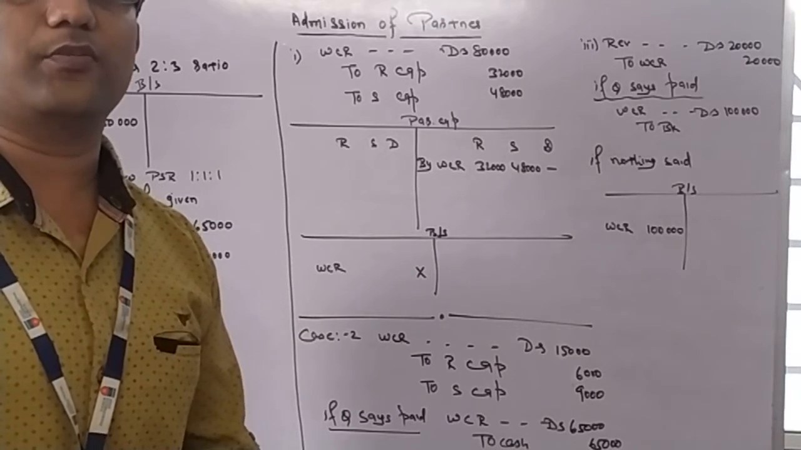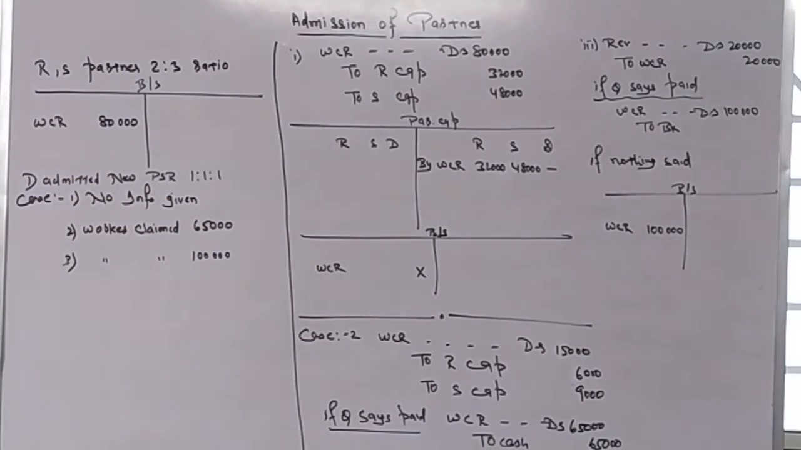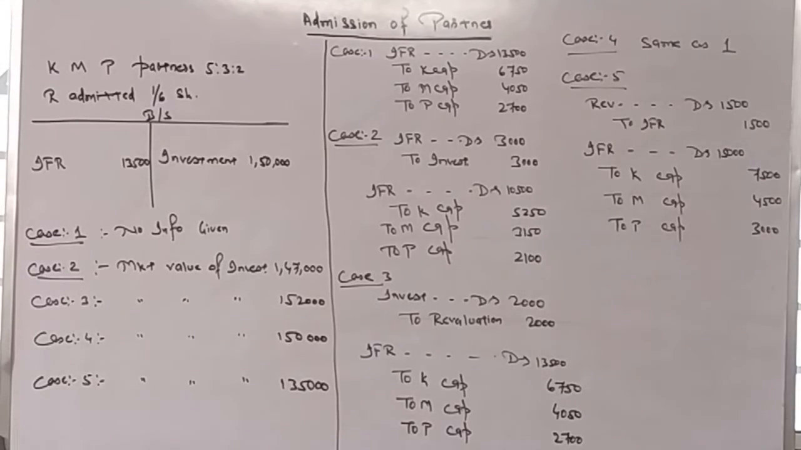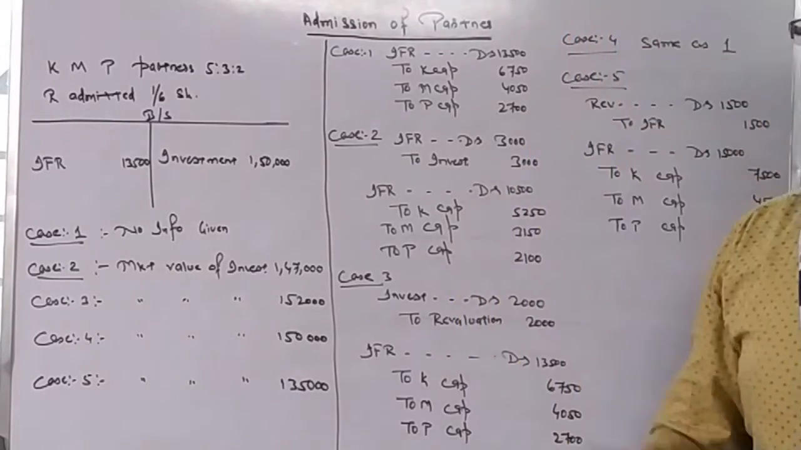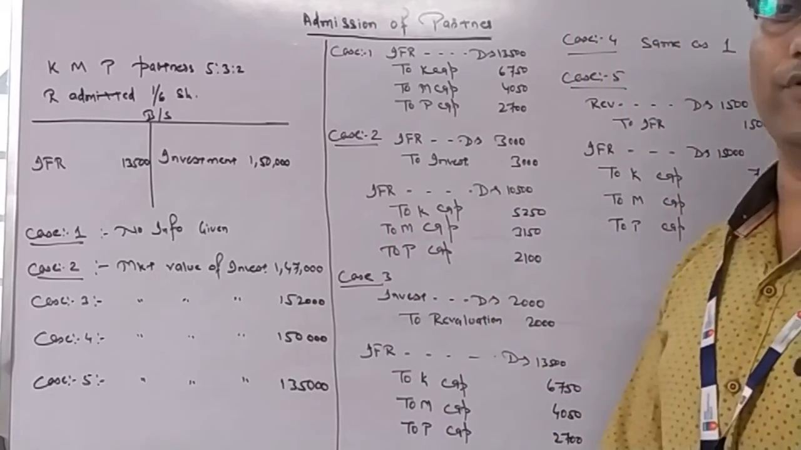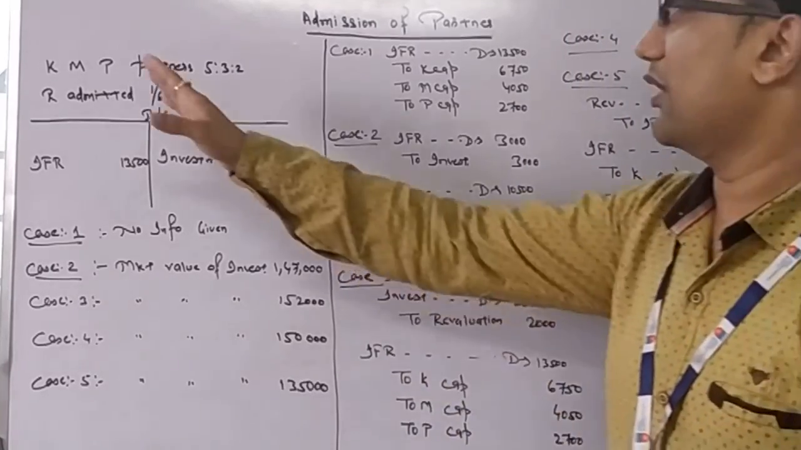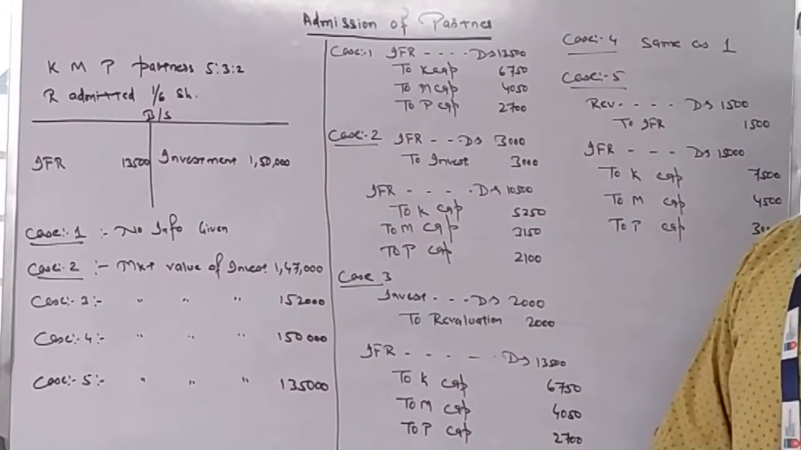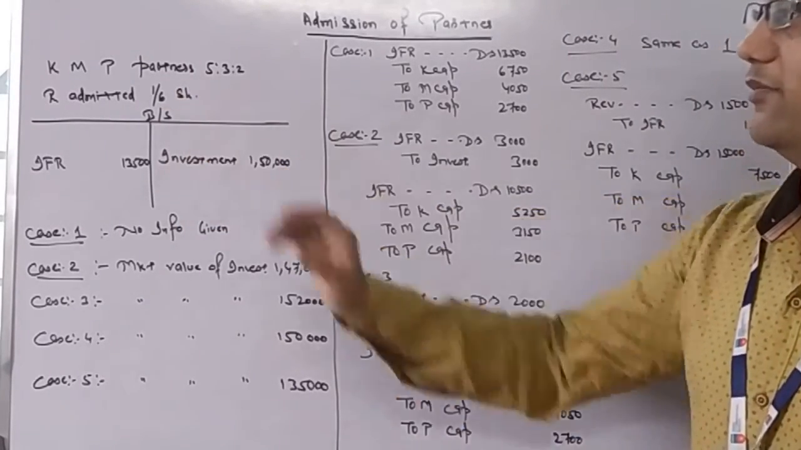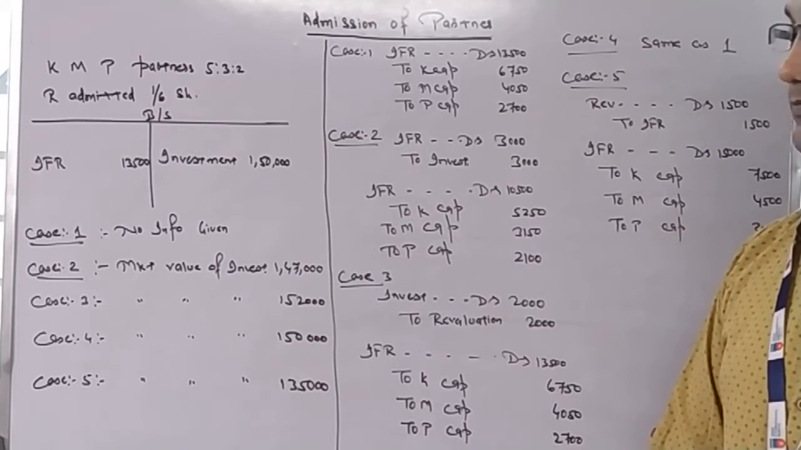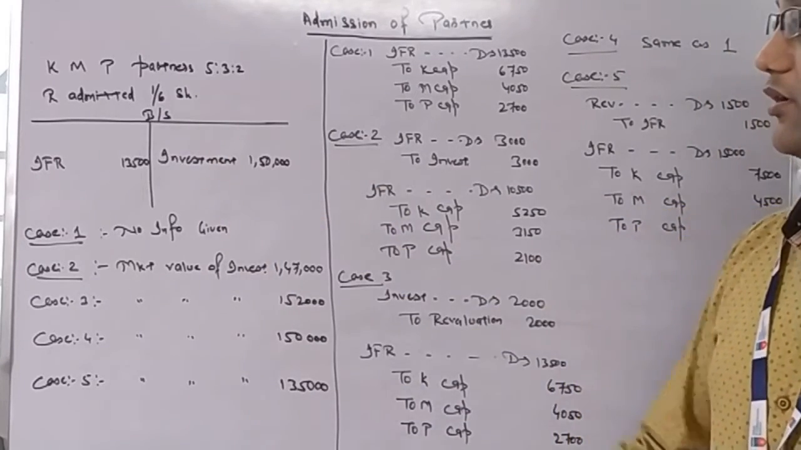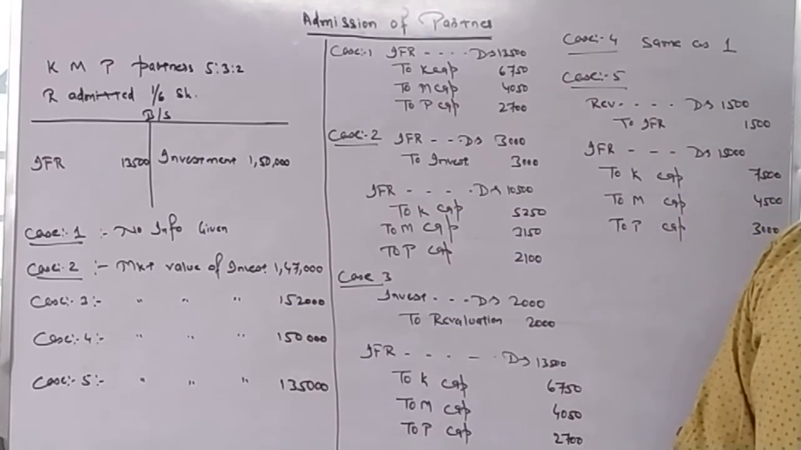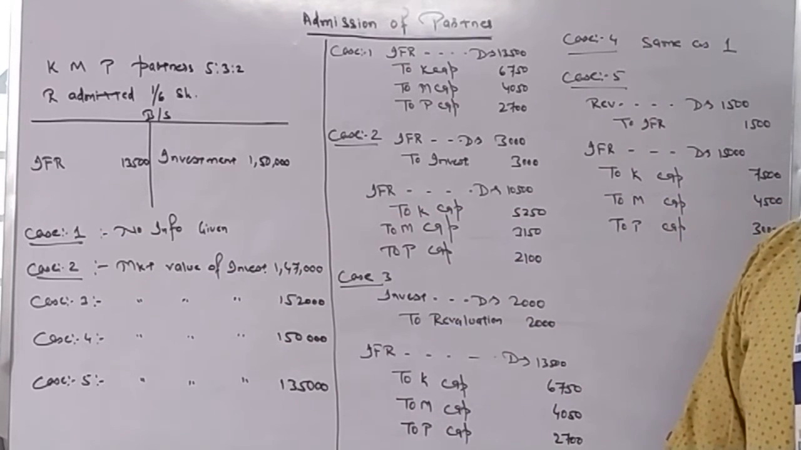Now we are going to investment fluctuation reserve. Now an example on investment fluctuation reserve. Suppose there are 3 partners, K, M, P. Their profit sharing ratio is 5:3:2. Mr. R has been admitted for 1/6 share of profit. Their old balance sheet is showing investment 1,50,000 and there is an investment fluctuation reserve of 13,500.